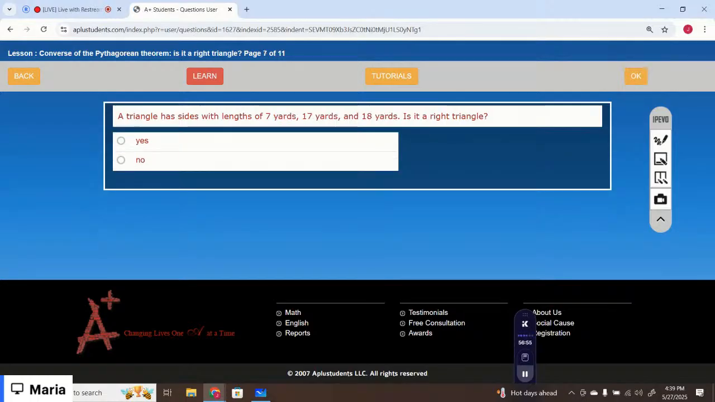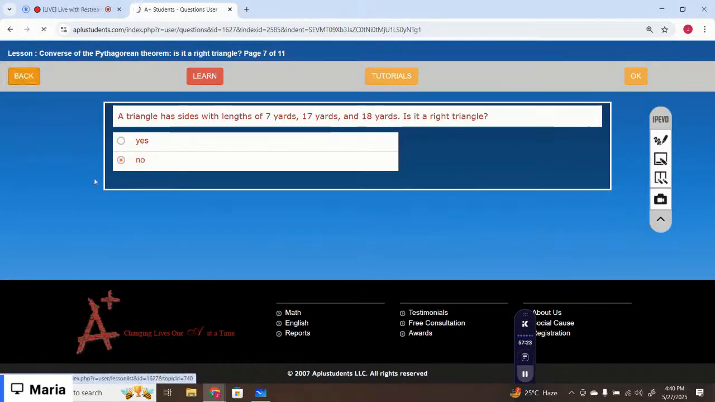A triangle has side lengths of 7, 17, and 18. Is it a right triangle? No, that is not a right triangle.